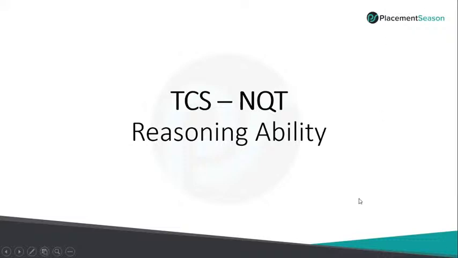Today we are going to discuss reasoning ability. In our previous webinars, we discussed the basics of TCS NQT, that is the registration process and other basic details, such as the pattern and where we have to register. In today's webinar, we are going to focus only on reasoning ability.